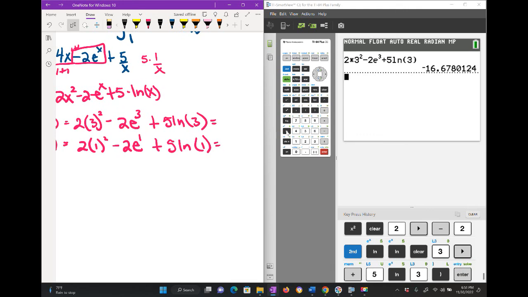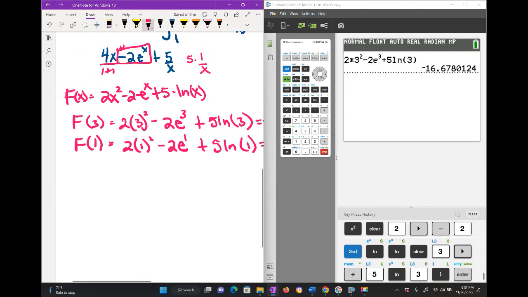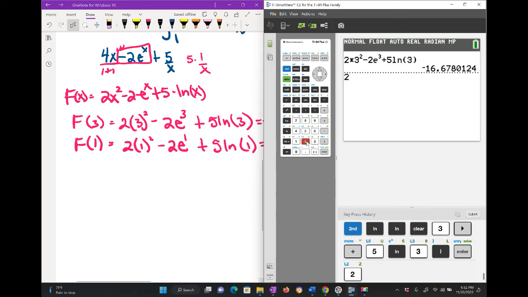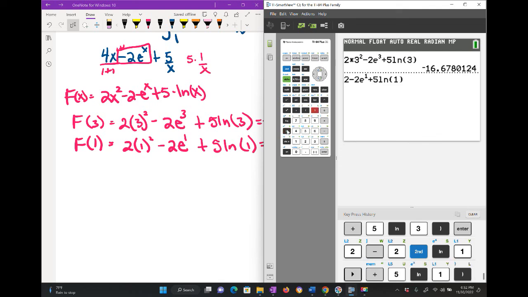This is like if you had a 5-function calculator, right? All right, so I'll just write it down to 3 decimal places. And now I'm going to repeat the process. Again, I'm just modeling what it looks like in a regular calculator. Now 2 times 1 squared, we know that's 2. So I'm just going to go with 2 minus 2 second e to the x, which is basically e to the 1 power. And again, plus 5 natural log of 1, close parentheses, enter.